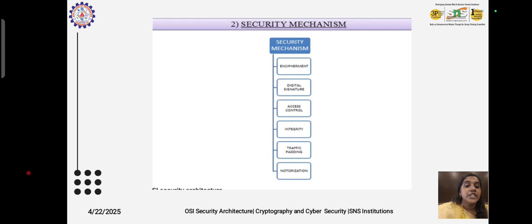Then digital signature provides authentication, integrity and non-repudiation. Next is the access control mechanism. The access controller restricts access to the system based on rules. This is called access control. Integrity, as we all know, ensures that the data has not been altered in transit. This is called integrity.